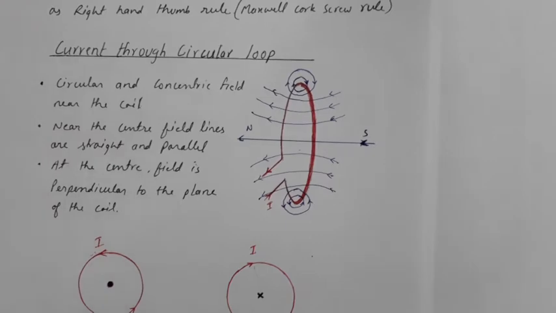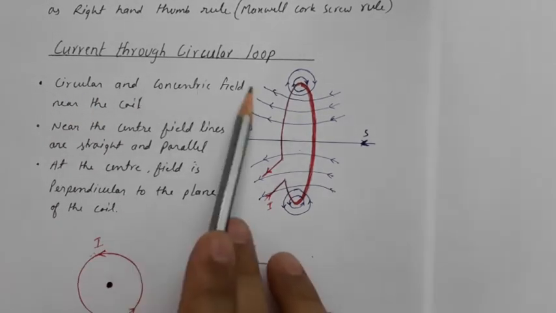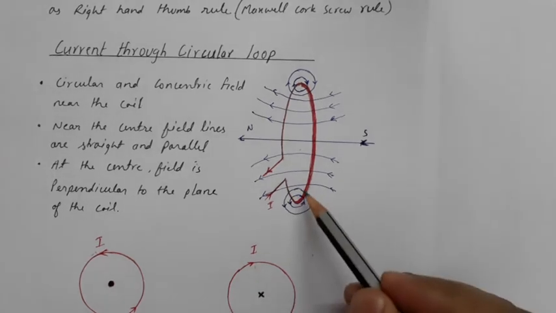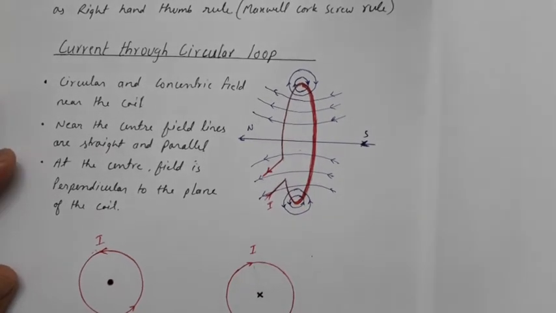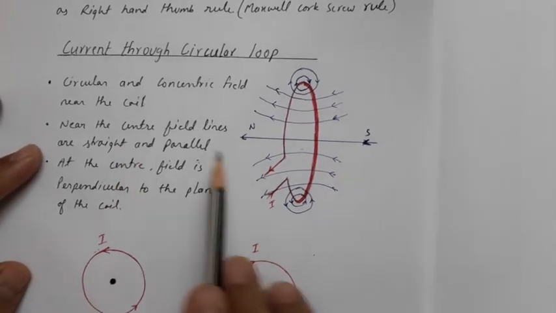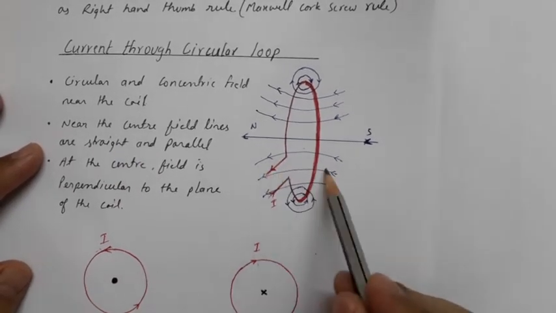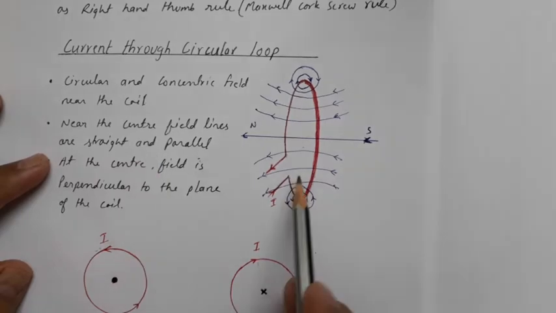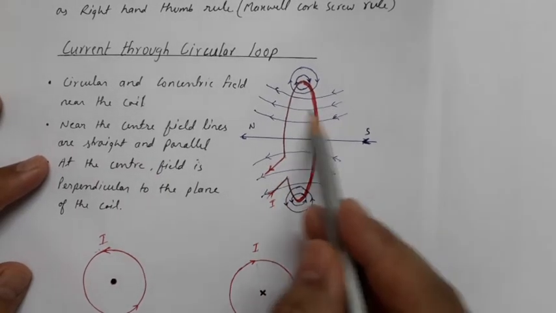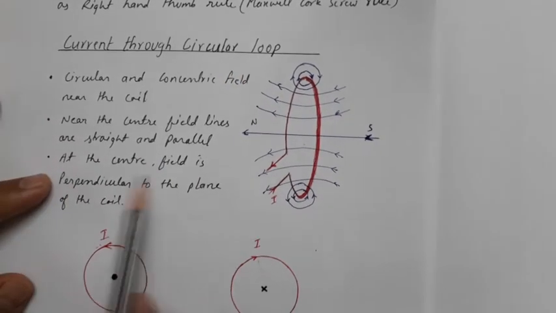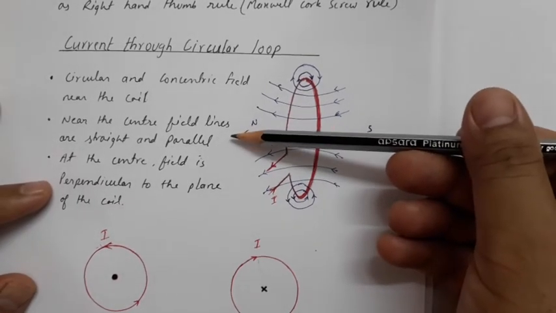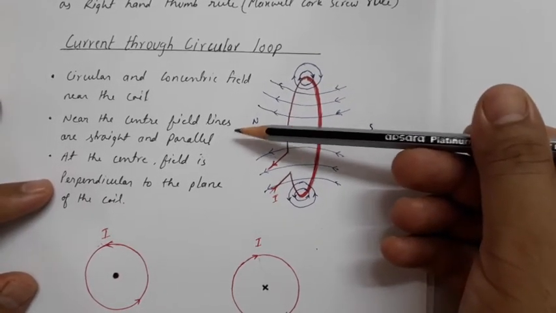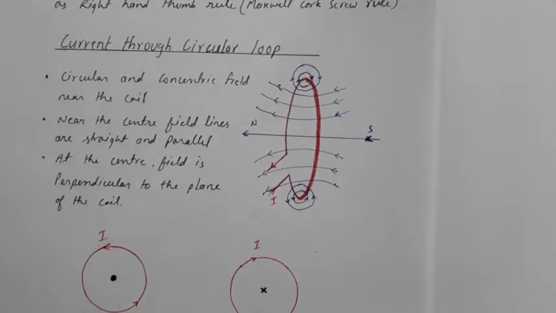Now the direction of magnetic field we have to find. First of all, circular and concentric field near the coil. If we move close to the coil, circular loops of the magnetic field will be formed. Near the central field, the lines are straight and parallel. These are the parallel rays. From here they will go upward. At the center, the field is perpendicular to the plane of the coil. At the center of the loop, the direction of the magnetic field will be perpendicular to the plane of the coil.